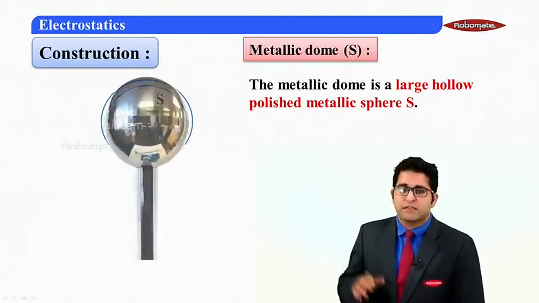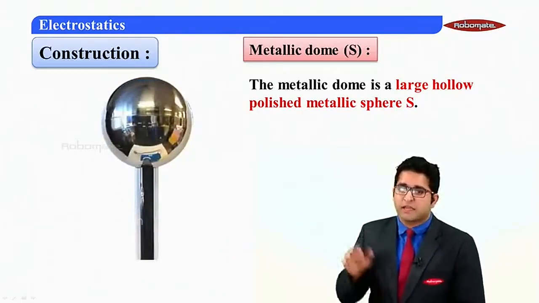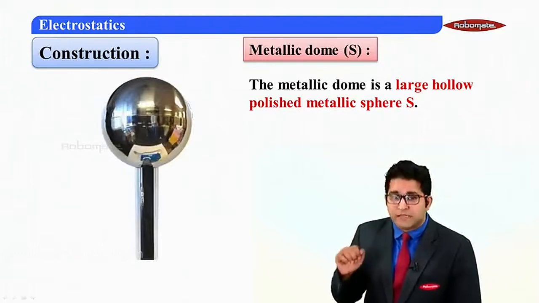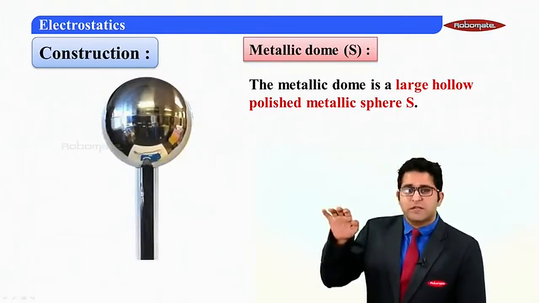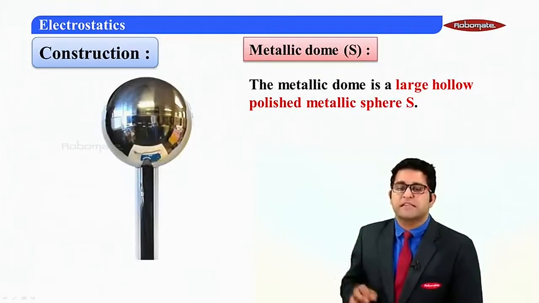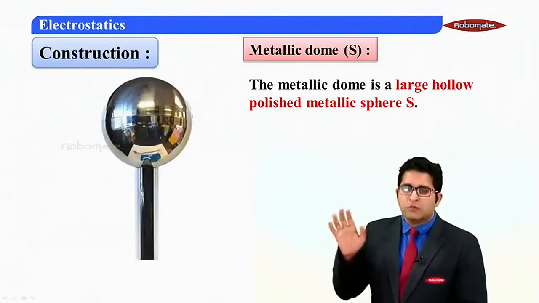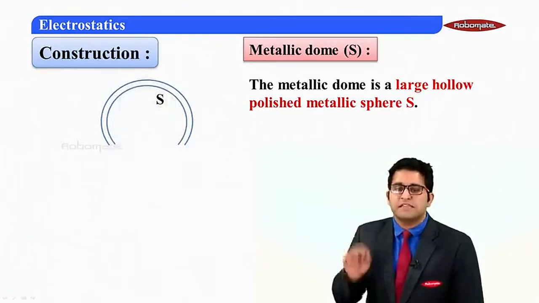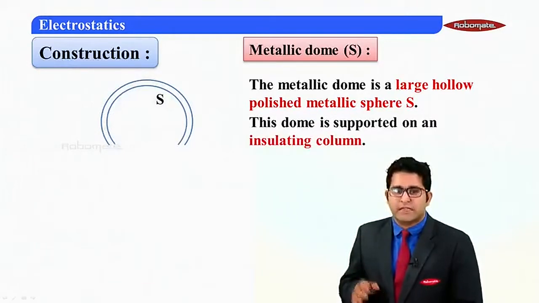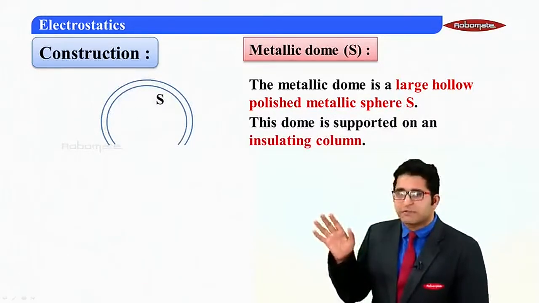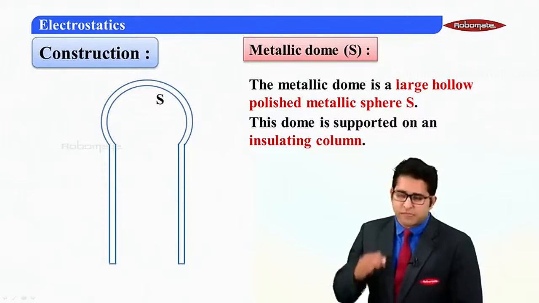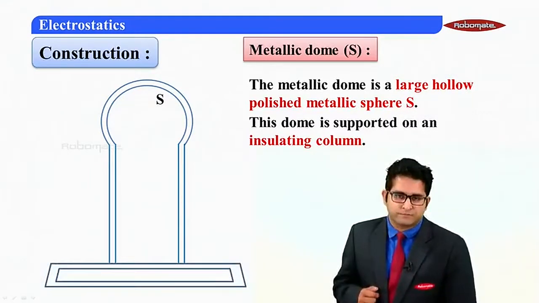Now see the diagram carefully. Here we are having a metallic sphere and it is hollow from inside, right? And this particular metallic sphere is basically referred to as the dome. Now this sphere is basically supported by two insulating columns. Now see the diagram carefully. Here we are having two insulating columns, and again we are having a base over here, right?